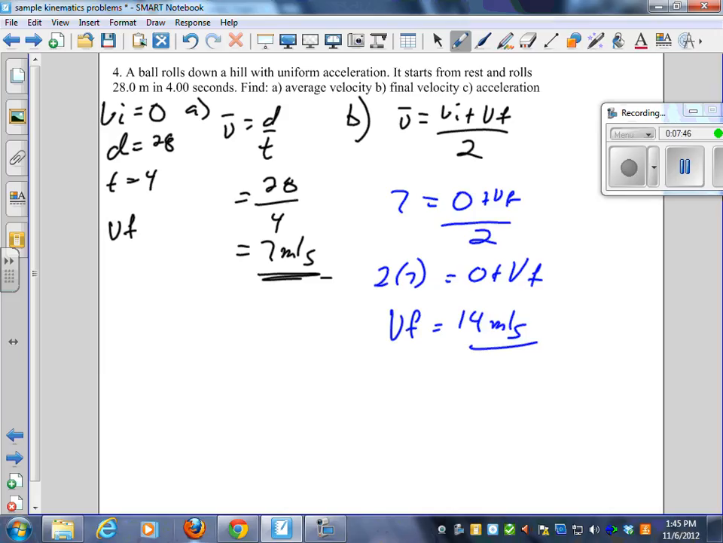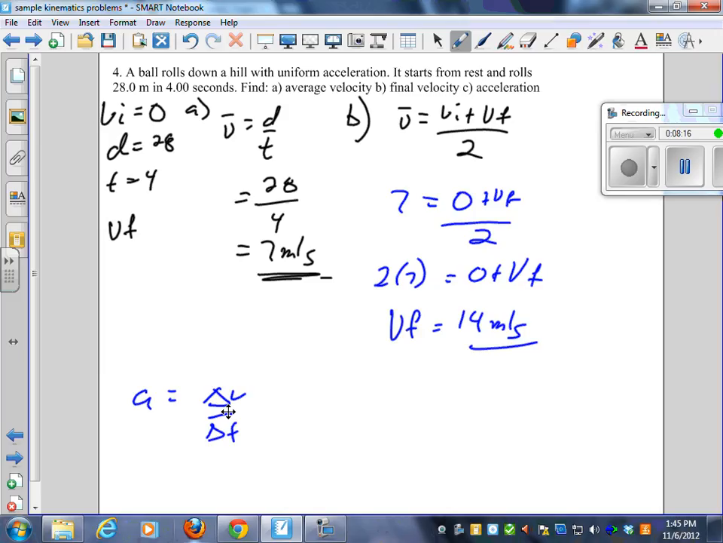Okay? Now, the danger with just taking this times 2, I'm going to come back to that in a second, okay? All right, so I've got my average, I've got my final, now I need to find my acceleration. Now my acceleration is delta V over delta T. I have my change in time, and the whole thing happened in 4 seconds. Do I have my change in velocity?